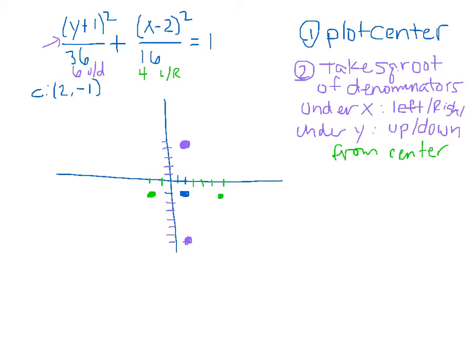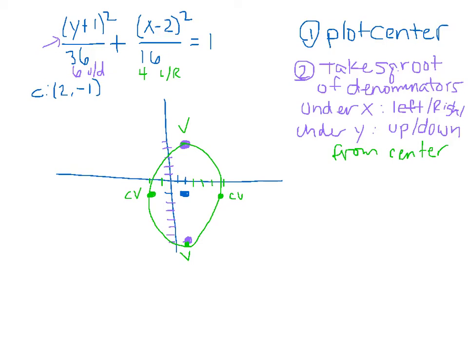And these give me the vertices and co-vertices of my ellipse. Because y came first, these points on top and bottom are my vertices, because that's the bigger number. Wherever it's longer, those are your vertices. And the shorter side, those are your co-vertices. And then we can connect this and actually make our ellipse. Of course, I missed as usual. The last thing we want to do is plot our foci.